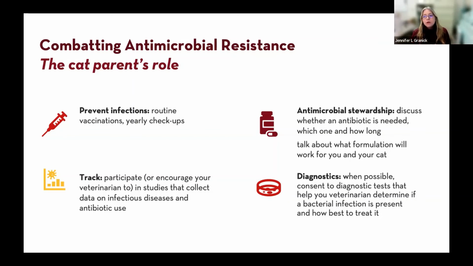When possible, if it's within your ability, allow your veterinarian to do diagnostic tests so that we can determine if a bacteria is there, and if so, how best we can treat it. And then the last thing is to participate in studies like we do at the Antimicrobial Resistance and Stewardship Initiative, or encourage your veterinarian to participate in studies so we can look at how we're using antibiotics, and that allows us to understand how we can improve that use.